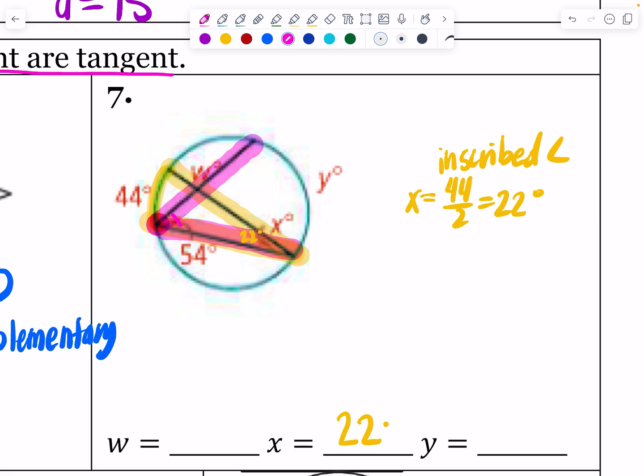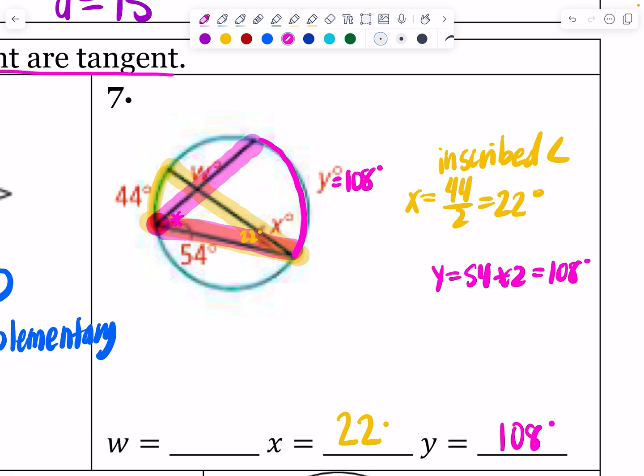Now I've got a 54 degree angle, which means that this arc is going to be double. So Y is going to be 54 times 2. That is going to give me 108 degrees for this arc. 108 degrees for Y. Okay, how do I find W? Did I do that in the right spot? Yes, Y is 108 degrees.